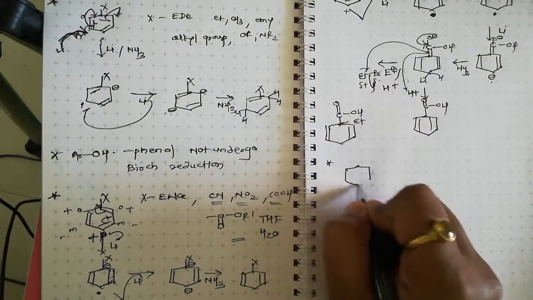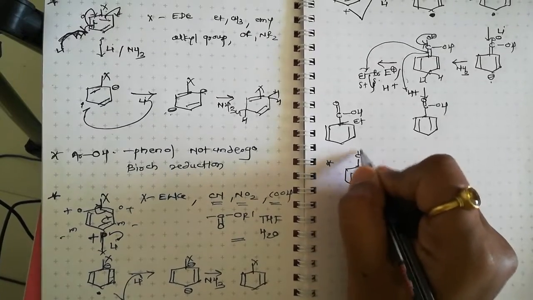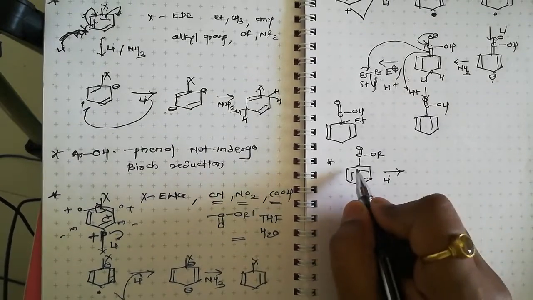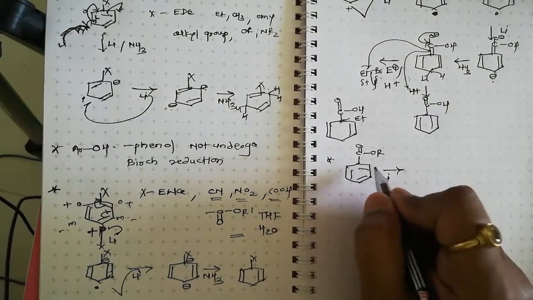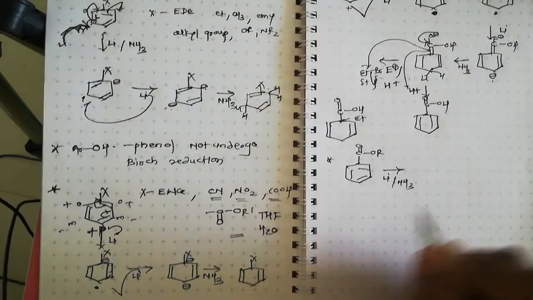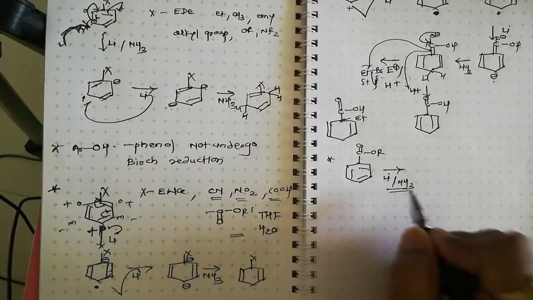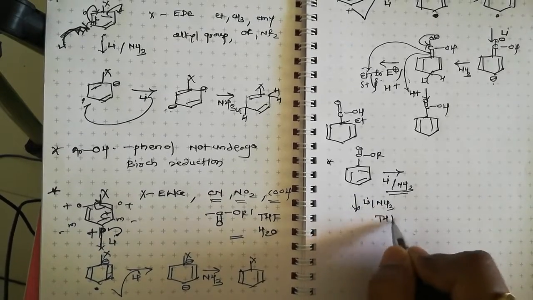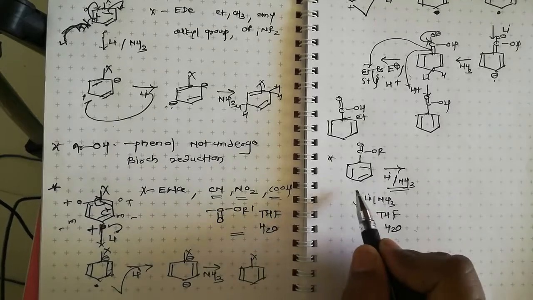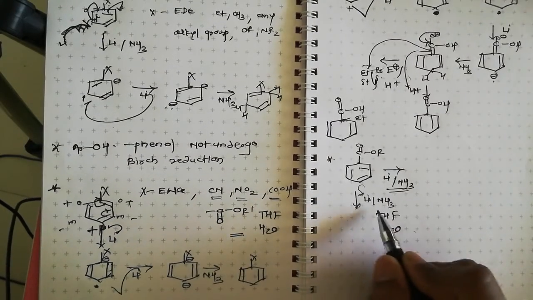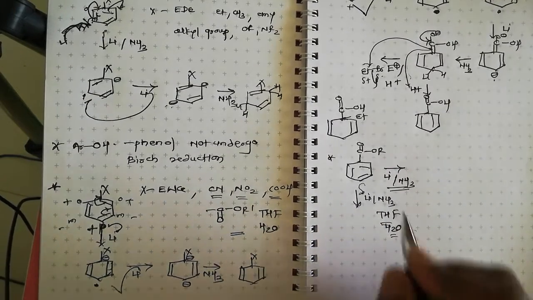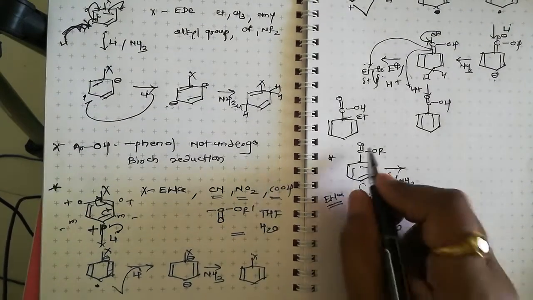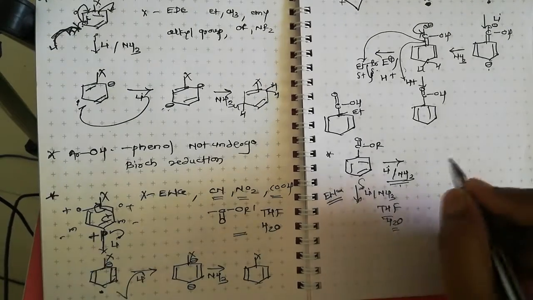Now we can see another example. Here, if there is an ester group, it undergoes Birch reduction. As we know, the ester group is electron withdrawing. In presence of lithium and ammonia, we get another product. In presence of lithium, ammonia and THF water, we get another product. The ester group in presence of lithium, ammonia and THF water acts as an electron withdrawing group. If there is only lithium ammonia, then it acts as an electron donating group. How?